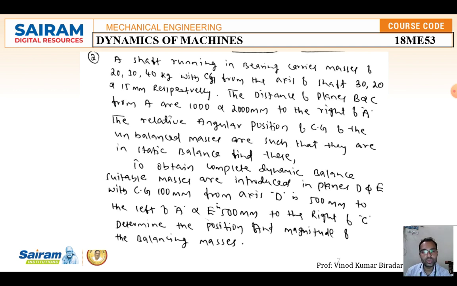If you want to construct a force polygon diagram and couple polygon diagram, what do you require? Along with the mass, radius of rotation and length, the angle is also very important. But if you read this question, no angle is given, so you need to find the angle first before starting the problem.